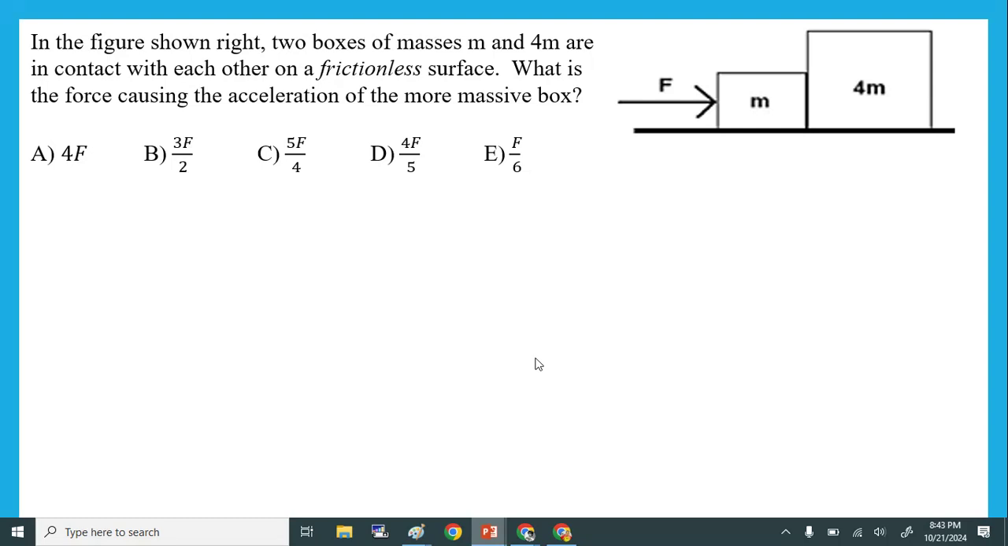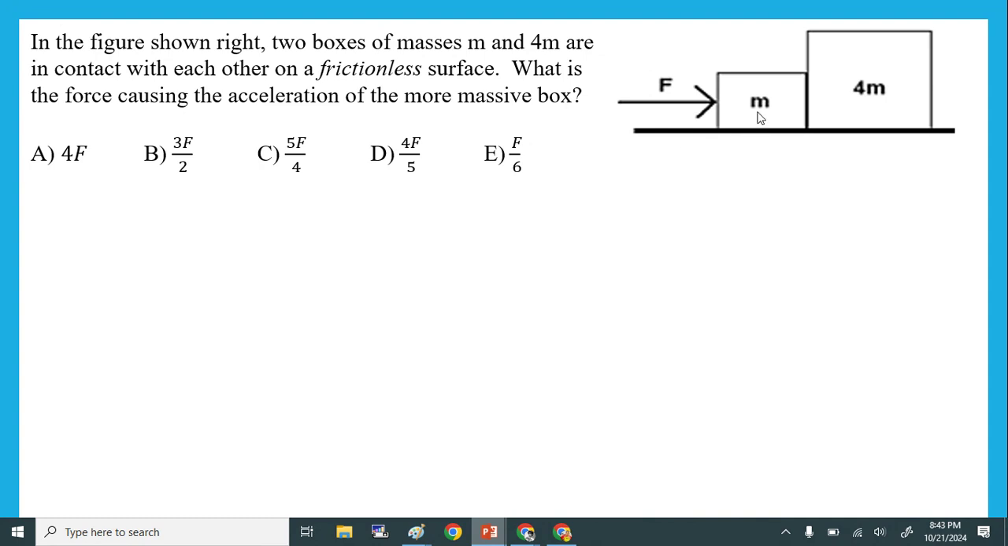So in this particular video, I'll show you how to attack a couple of different multiple choice questions that I found via the World Wide Web. Here we have two blocks, M and 4M, being pushed to the right side of the screen. It says that the system is frictionless, and it wants us to find the force causing the acceleration of the more massive box.